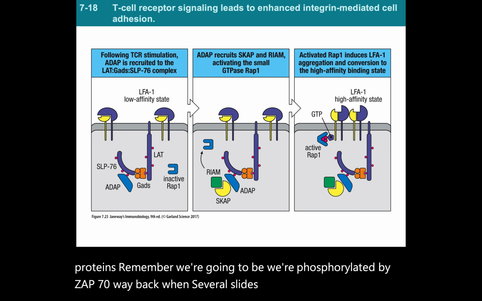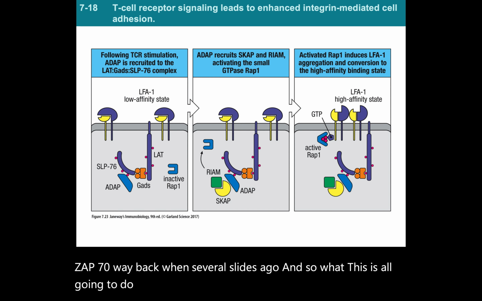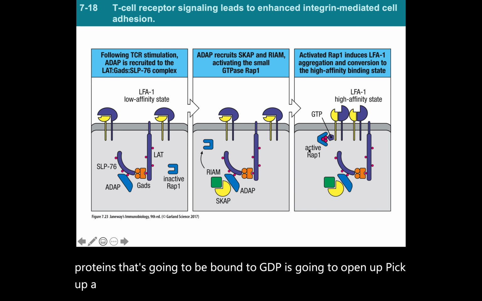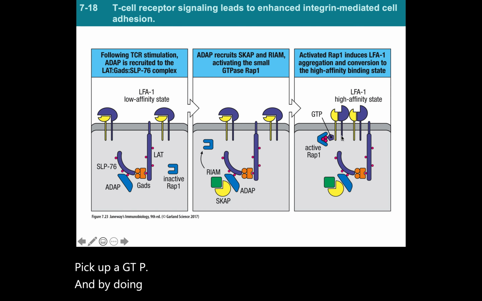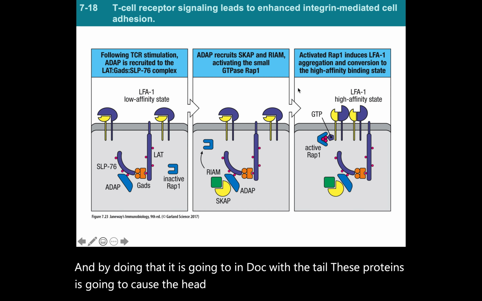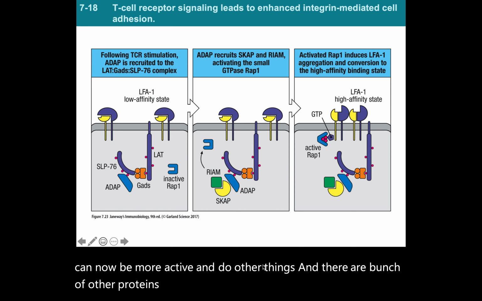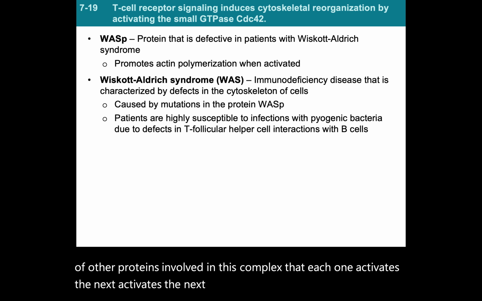And so what this is all going to do is that we've got another one of these little G proteins that's going to be bound to GDP. It's going to open up, pick up a GTP, and by doing that, it is going to dock with the tail of these proteins, and it's going to cause the head to change its conformation so that it can now be more active and do other things. And there are a bunch of other proteins involved in this complex that each, one activates the next. That's how all of cell biology is.